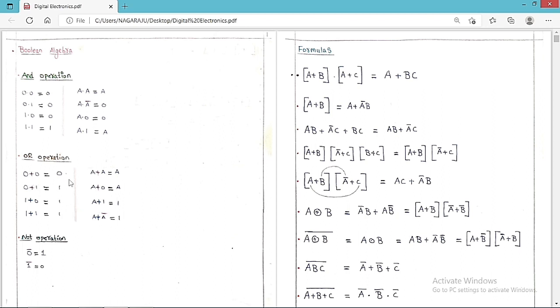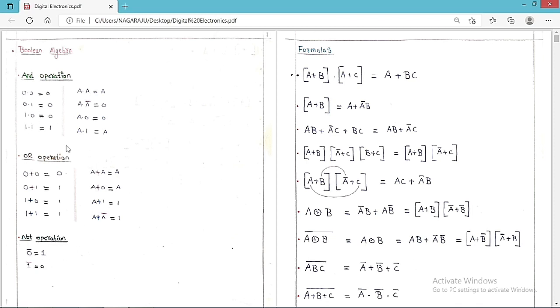So 0 or 0 is equal to 0, 0 or 1 is equal to 1, 1 or 0 is equal to 1, 1 or 1 is equal to 1, A or A is equal to A, A or 0 is equal to A, A or 1 is equal to 1, and A or A bar is always equal to 1. This is the thing that you always have to keep in your mind. Now, the NOT operation uses the symbol bar, so 0 bar is equal to 1 and 1 bar is equal to 0.